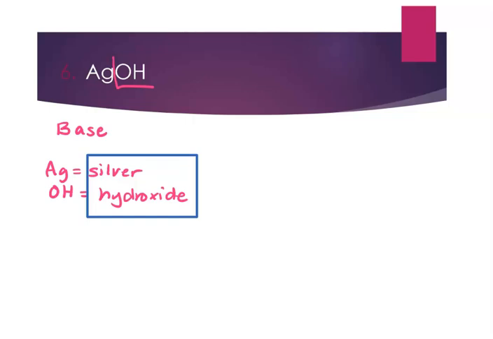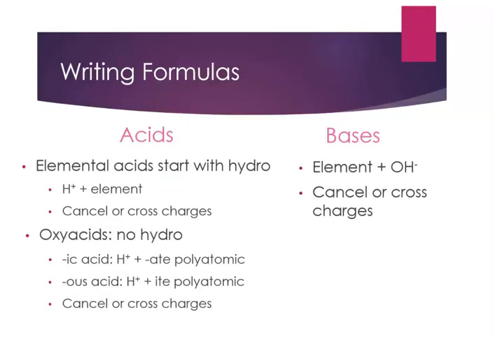All right, so that is how we name compounds. So now let's talk about writing formulas. When we write formulas, we need to figure out if we're dealing with an acid or a base. If we're dealing with an acid, then it's going to have the word acid at the end. And if we're dealing with a base, it's going to have the word hydroxide at the end.